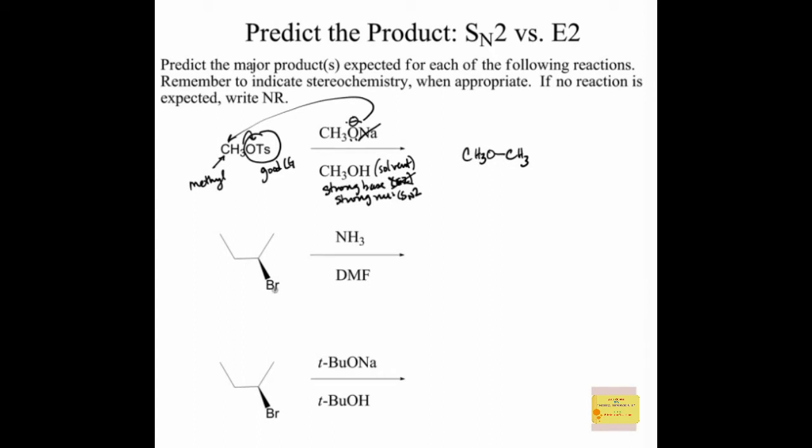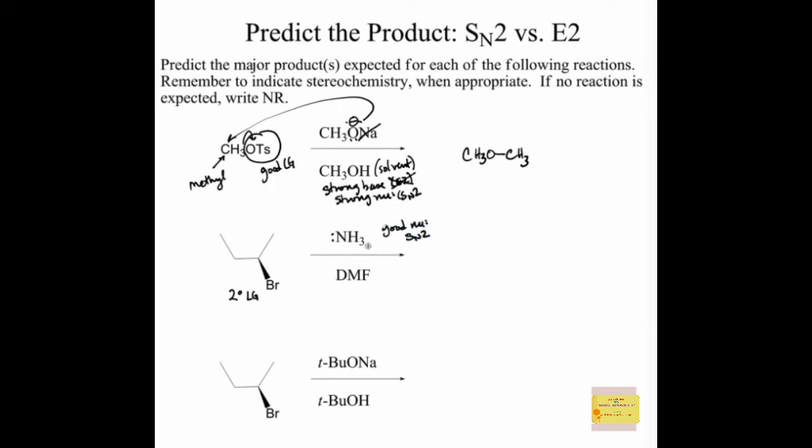Okay, we have another alkyl halide. This time it's on a secondary carbon, so this is a secondary leaving group. And what do you know about ammonia? What kind of reactivity does ammonia have? Is it a strong acid, base, electrophile, nucleophile? Well, it's a very good nucleophile, which means it would love to do the SN2.